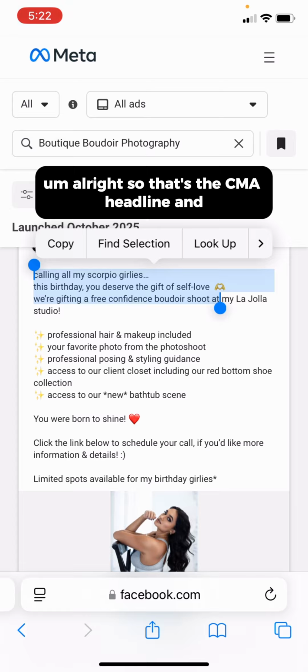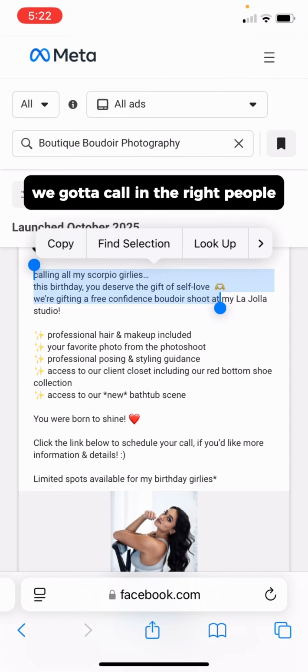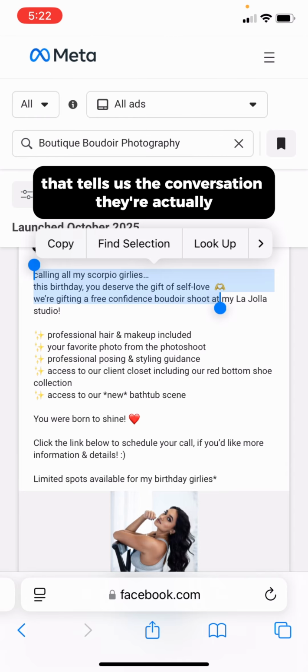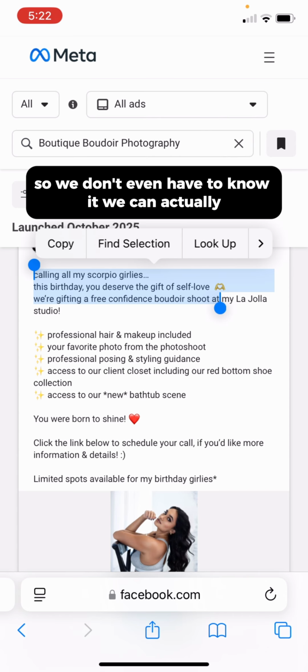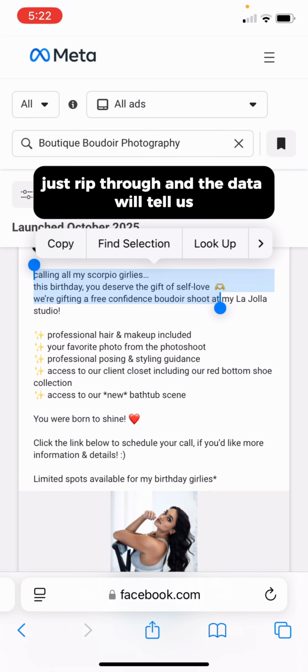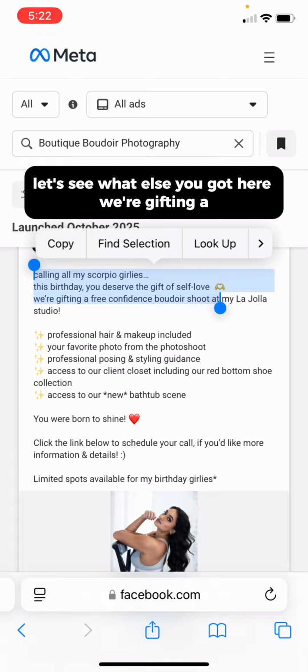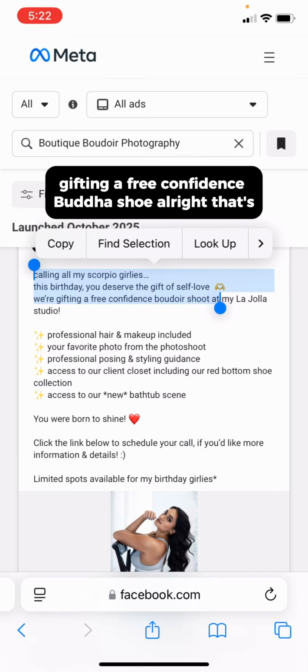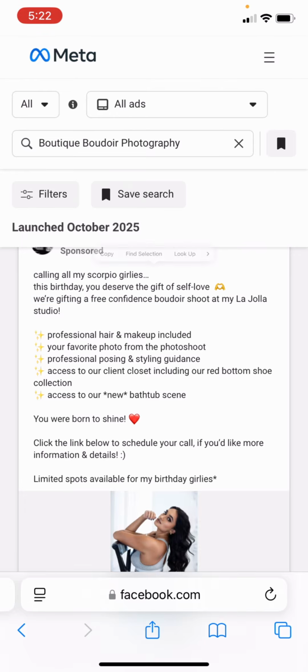All right, so that's the Seymour headline, and this is where literally 80% of ad spend is won or lost, in the Seymour headline. We've got to call in the right people, meet them in the conversation they're having in their head with actually tested data that tells us the conversation they're actually having in their head. So we don't even have to know it. We can actually just rip through and the data will tell us. All right, let's see what else you've got here. We're gifting a free confidence boudoir shoot. All right, that's solution. No bonus points for having that in the Seymour headline.